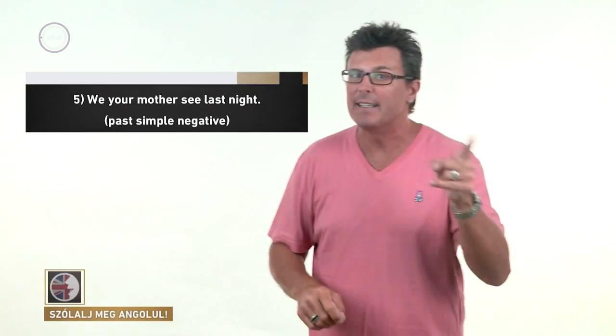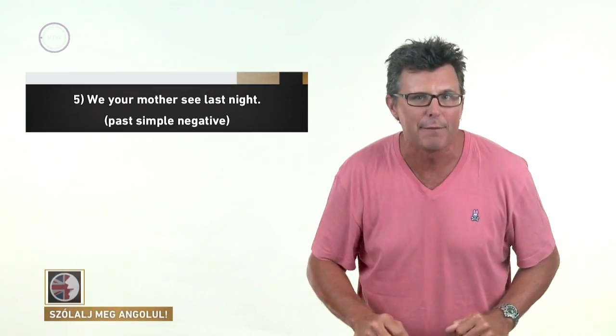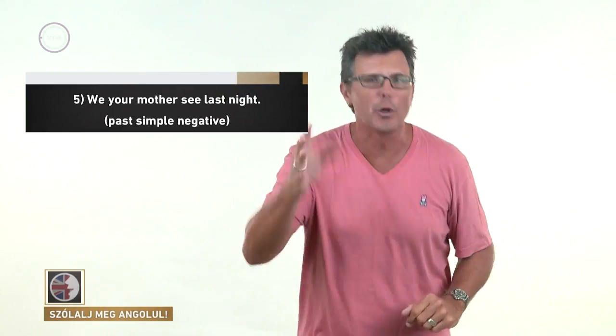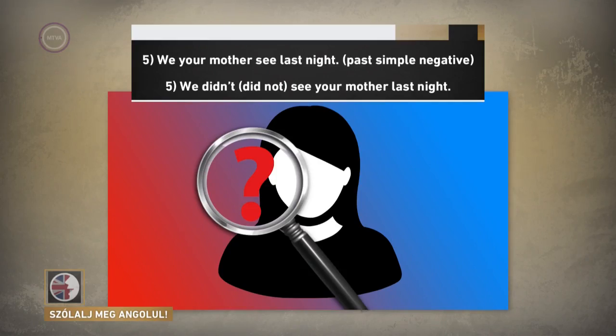Subject, correct, we. Then auxiliary verb, did. Then main verb in the infinitive. Then object. And finally, time phrase. Good, let's see it. Number 5, we your mother see last night. Past simple negative. We did not see your mother last night. Bingo! Next.